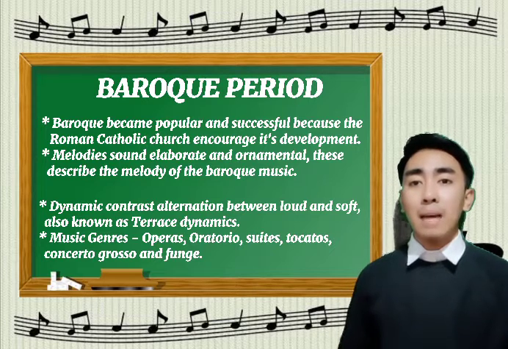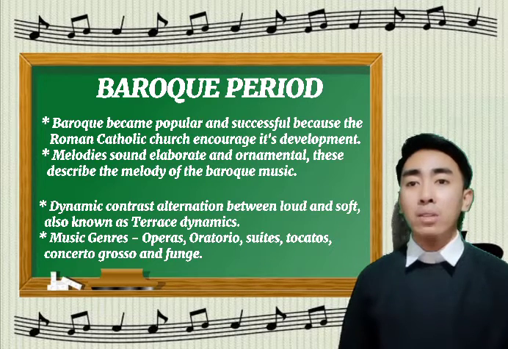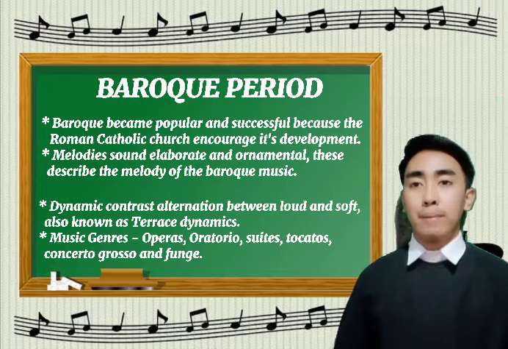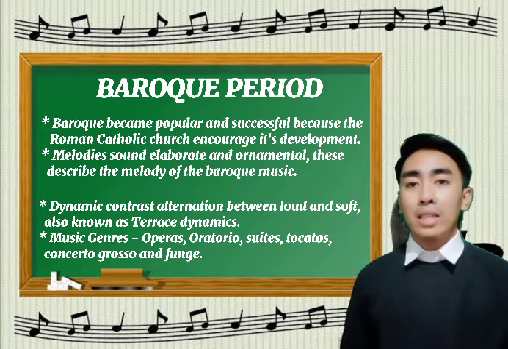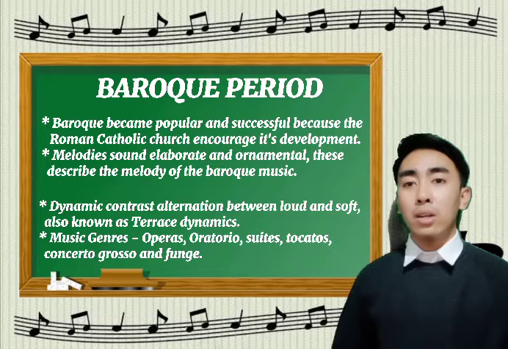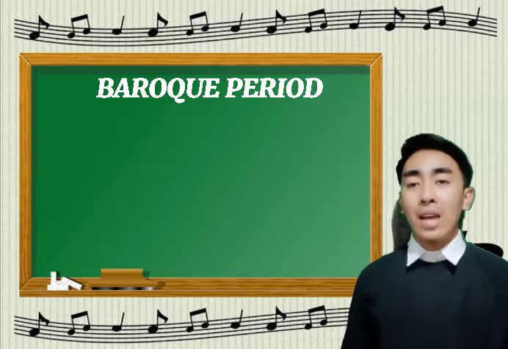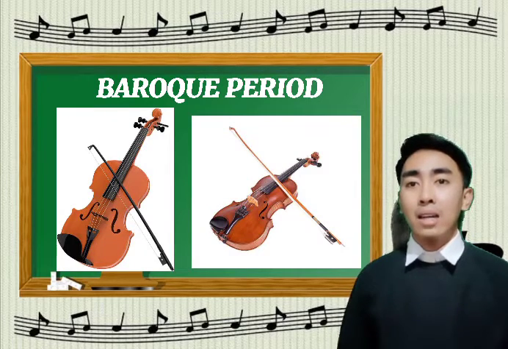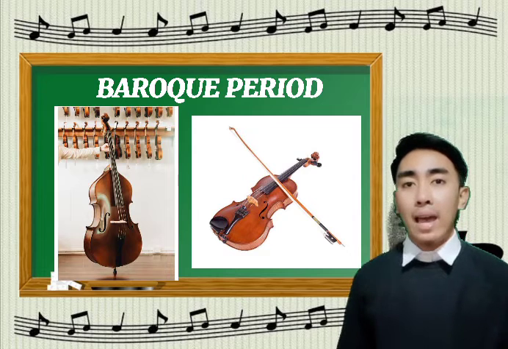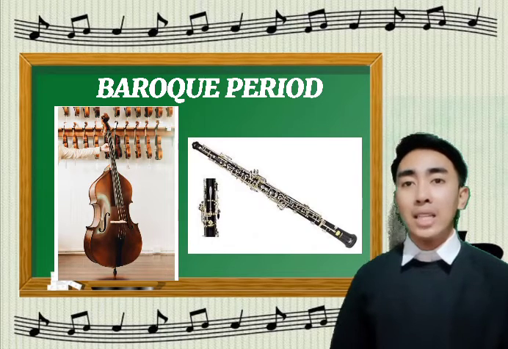Dynamic contrast is the alternation between loud and soft, also known as terrace dynamics. This is how the dynamics of the Baroque period work. Music genres: opera, oratorio, suites, toccatas, concerto grosso, and fugue. Violin, viola, double bass, and oboe are prominent instruments present in this period.